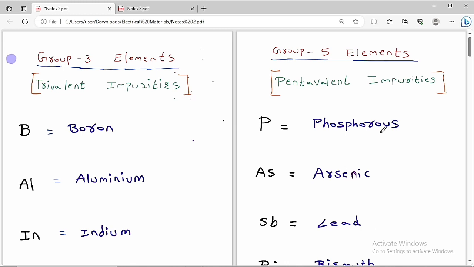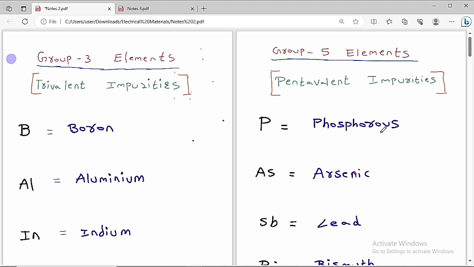Whenever you add these group 5 elements to a pure semiconductor, you get an n type semiconductor. Why? Whenever you add this, one extra electron is by default present in the conduction band. Because of this the majority carriers are the electrons. So because of this reason, we say it is an n type semiconductor.